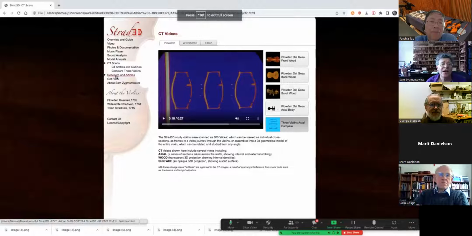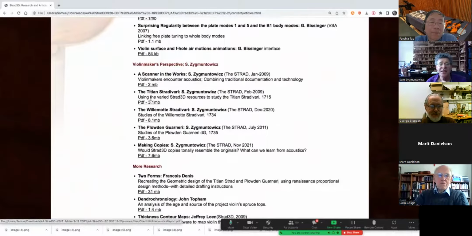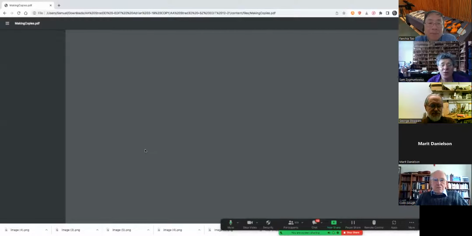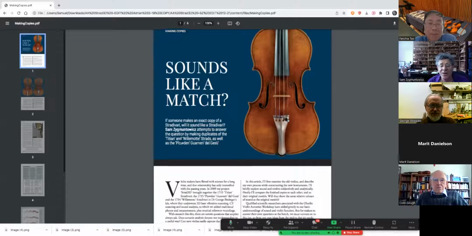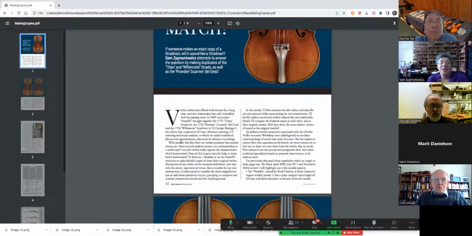Research and articles, I think I have shown you. I will jump ahead to the last paper. The articles I wrote have been done many years apart, but there's sort of a continuum, starting with an overview, an introduction to all this technology, then using it to analyze the Titian from a violin maker's point of view, and then the Plowden, and then the Wilmot. Most recently, I wrote an article that I wouldn't have included in Strad3D originally, which asks: if someone makes an exact copy of a Stradivari, will it sound like a Stradivari?